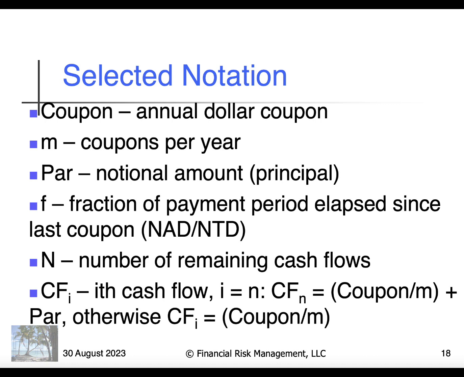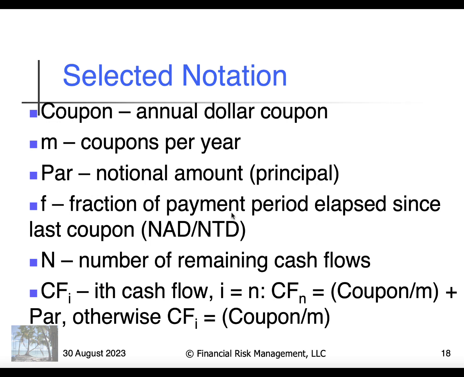Some of the parameters of a U.S. Treasury note: there's an annual dollar coupon, and the number of coupons per year. In this case, this will always be 2. For mortgages, that would be 12, so it's not always 2. A quarterly pay bond would be 4 times per year. The par value is the notional amount or the principal.